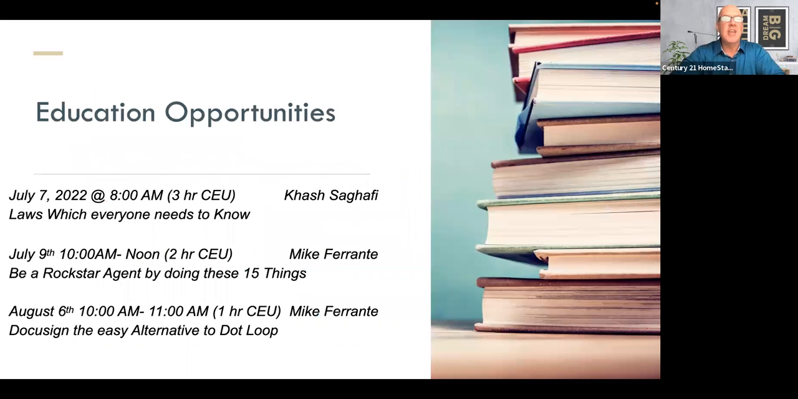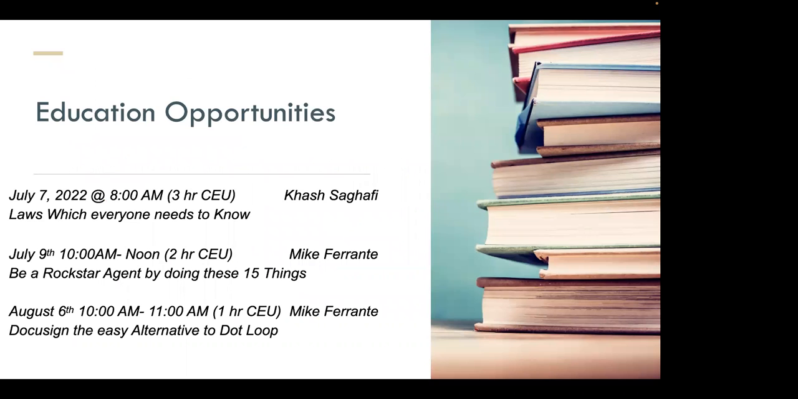So next, education opportunities. Do you want to go through what's coming up? We have July up here now, because this is just for Hush and Mike. You can find other continuing education classes on ACAR, on Elgar. Check your local board for those.